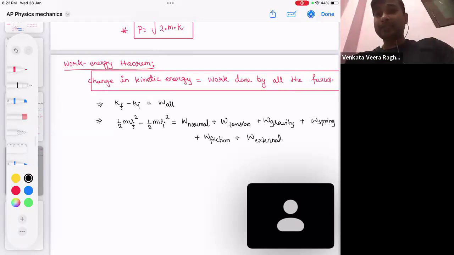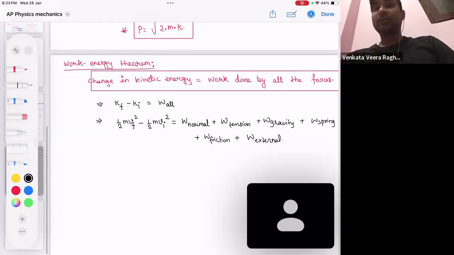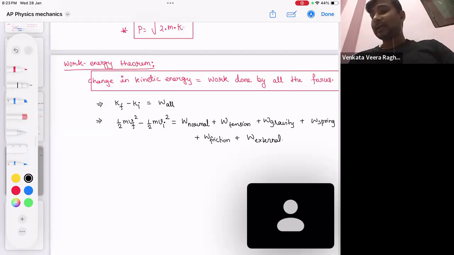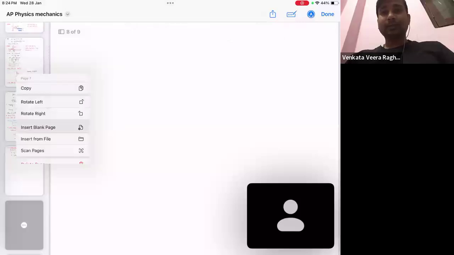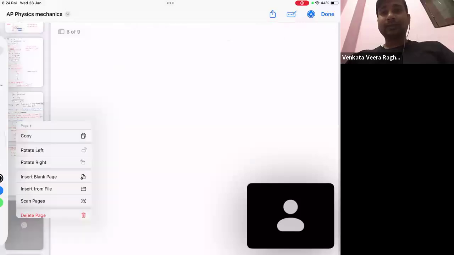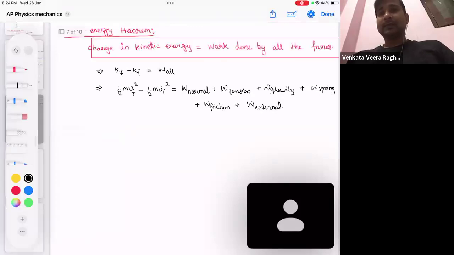Is that clear? Please tell me, understood this one? Now let's practice some questions on this, how to calculate the kinetic energy, and how to apply this work energy theorem. Understood? Please tell me, clear up to this what we have discussed? Right. Now let's start with some example.